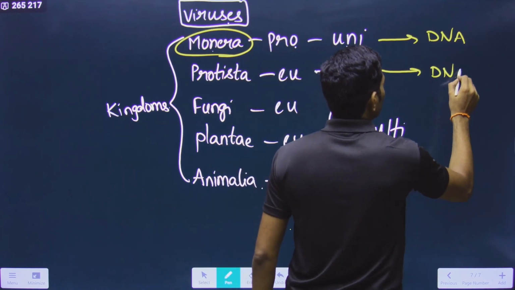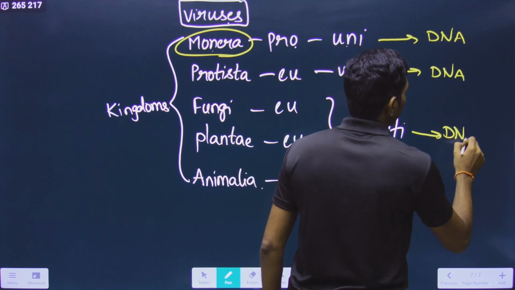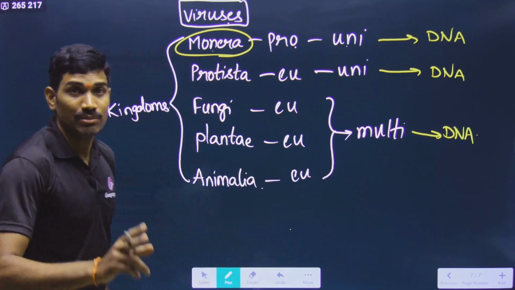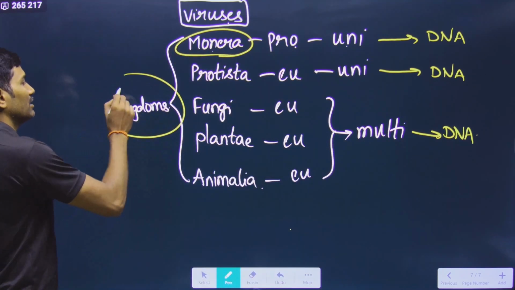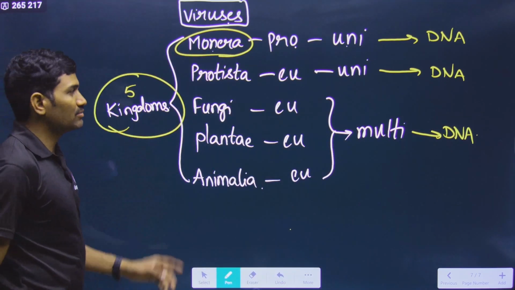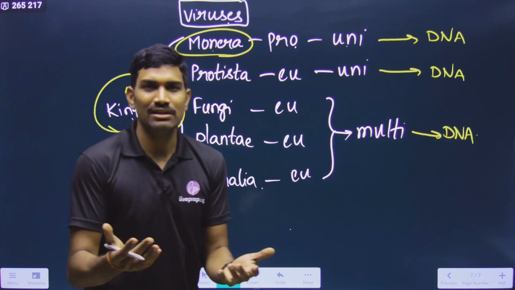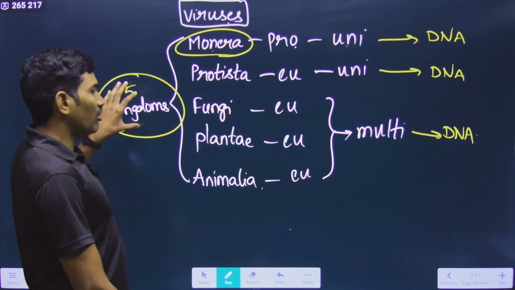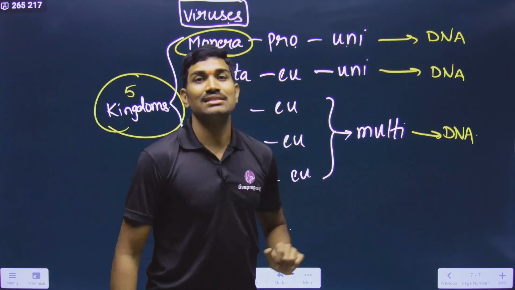In Protista also, DNA is the genetic material. In fungi, plantae, animalia also, DNA is the genetic material. That means all the five kingdoms have DNA as genetic material. Can you say it like this or not? Yes, you can say it. All the five kingdoms have DNA as the genetic material.